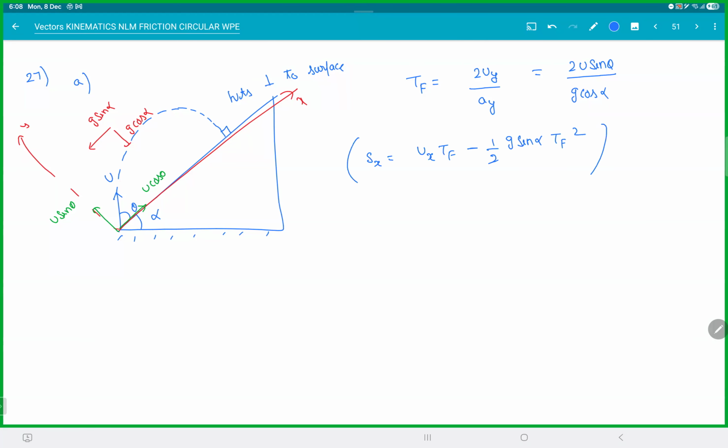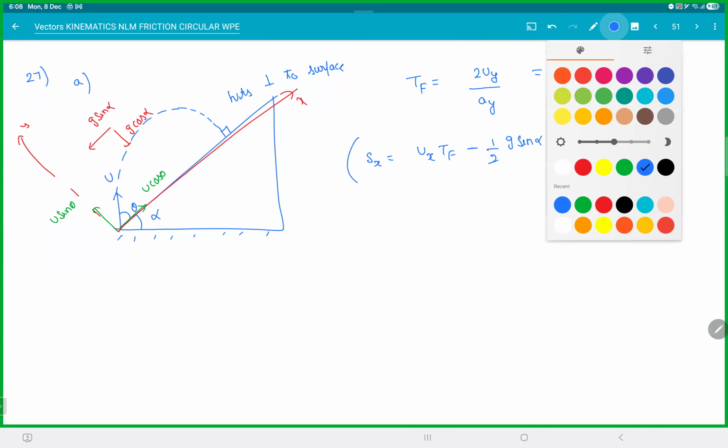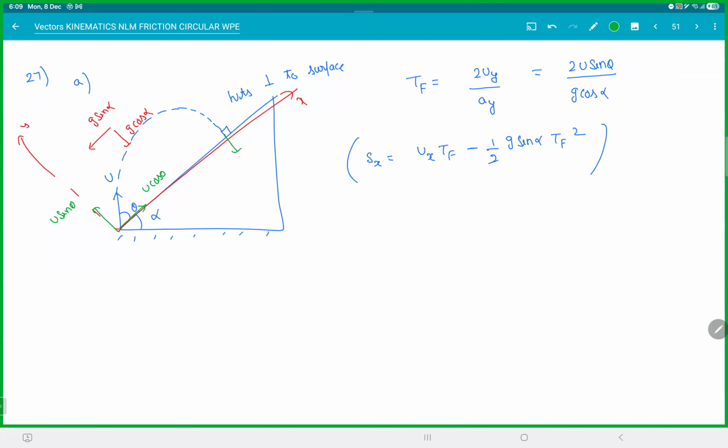He was saying it will hit perpendicularly. If you're hitting here perpendicularly, that means you have Vy but Vx is 0. So Vx is equal to Ux plus Ax t. If you're hitting the surface perpendicular to the incline, there is no horizontal component. Ux is u cos theta, Ax is g sine alpha, times time of flight. It will be u cos theta, g sine alpha, and time of flight is 2u sine theta by g cos alpha.